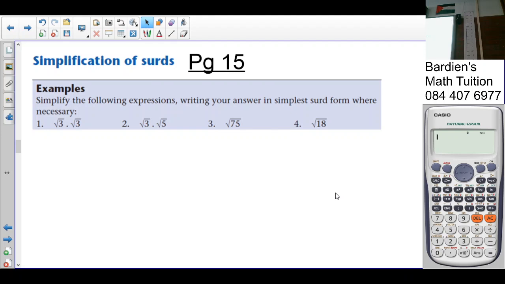Okay, so looking at the square root of 3 times the square root of 3. What would that be? Is the root the same? Yes. So we can multiply the numbers below. So 3 times 3 is 9, and what's the square root of 9? You all agree with that?